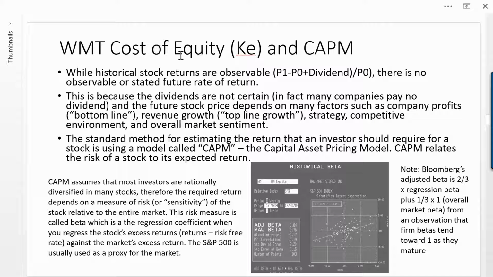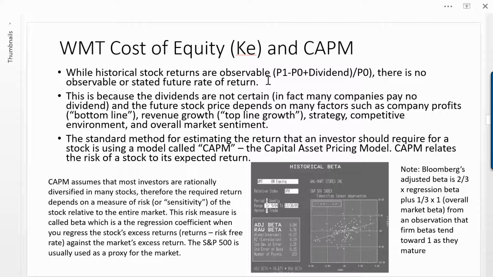So when we talk about the cost of equity, when we talk about equity, we talk about ownership. And when we talk about ownership, we're talking about the stockholders of the company. Calculating the expected cost of equity is pretty difficult.